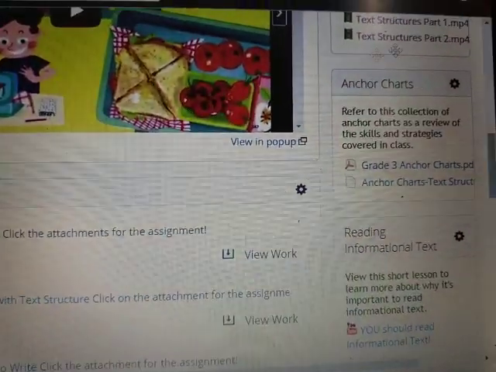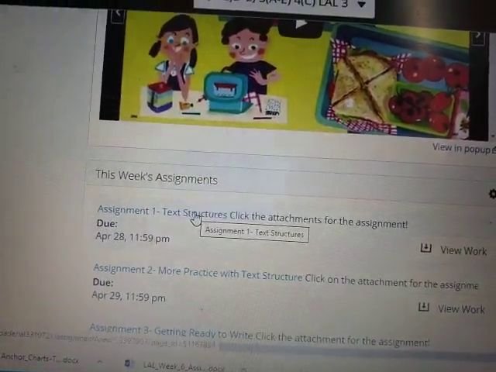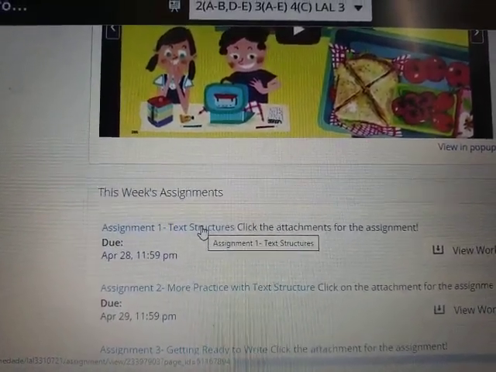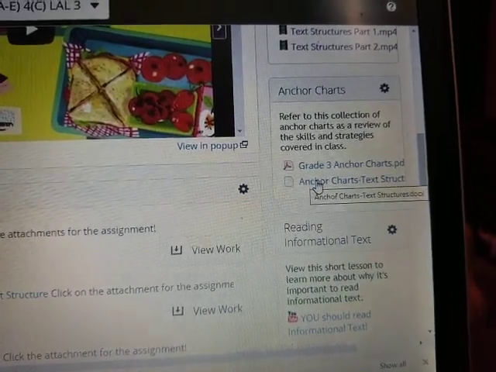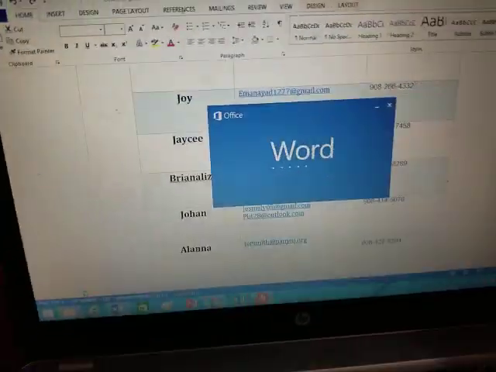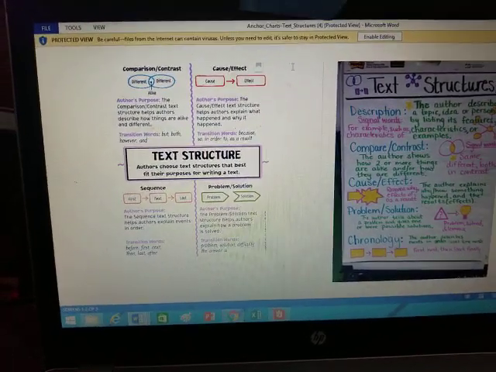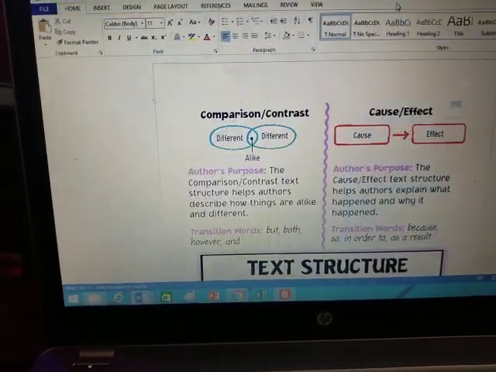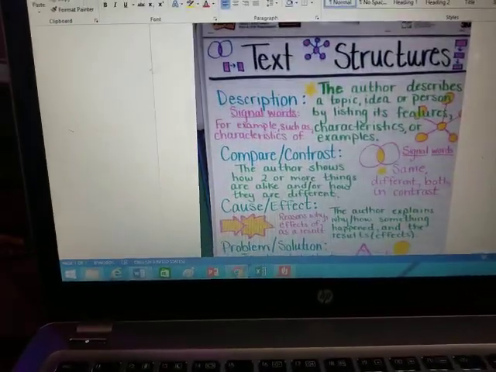So if I were you, do you remember that anchor chart we used yesterday that was in assignment 1? You could click on assignment 1 and click on the text structure anchor chart if you want. Or you could just click right here, anchor chart, text structure, to pop it up over here. If I were you, I'd keep it open for this assignment so that you can refer to it when you need to. So like I said, there were so many different anchor charts for text structure, but I like the second one. So I like to use that one.